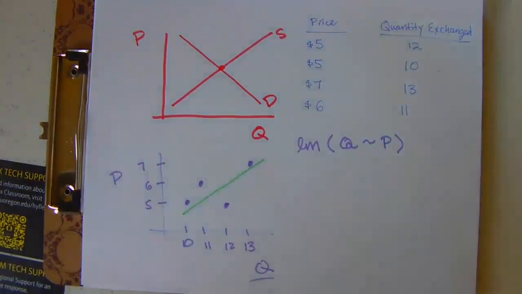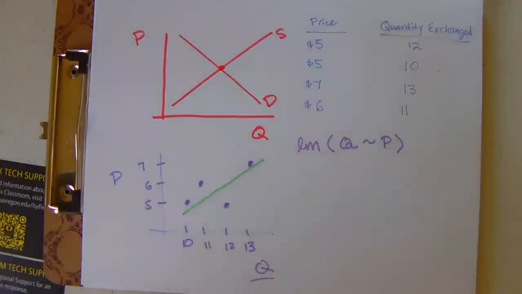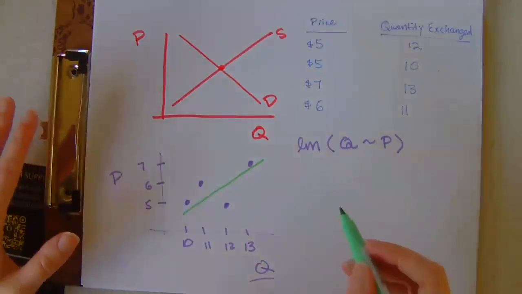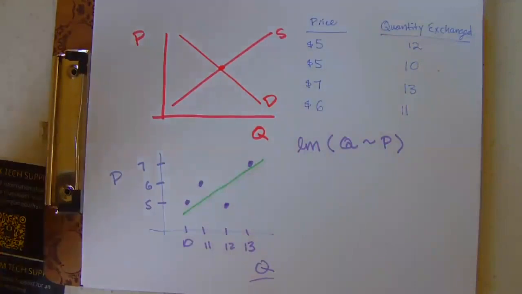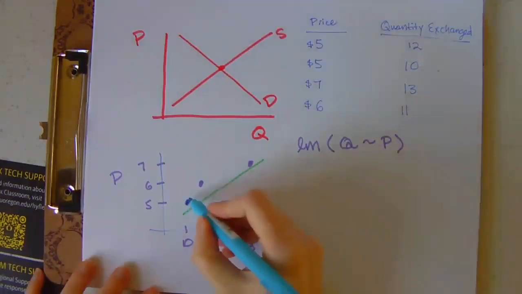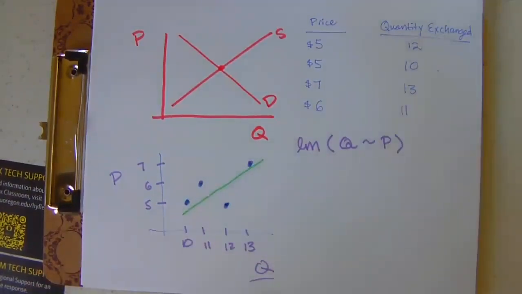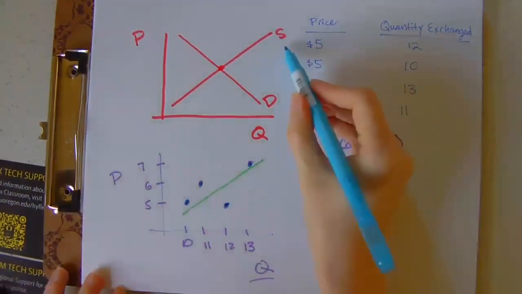So the question is, are you estimating supply, or are you estimating demand here? It looks like there's a line sloping up. Does that mean that you're estimating supply? And the answer is no. You're estimating neither. So these data points, these are our estimates of what equilibrium was at each of these times.